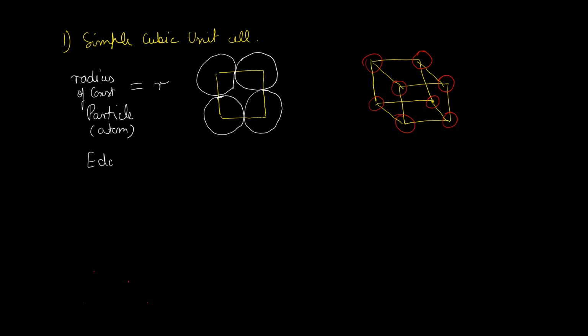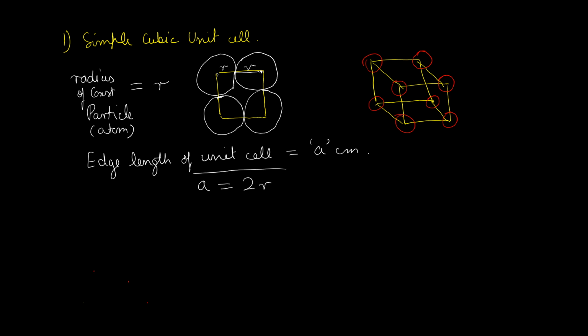Edge length of the unit cell be a centimeter, right? Now, if I want to calculate the packing efficiency, then this is r. This would be the center of the nucleus of this particle. This is also r. So the relationship between a and r is a is equal to 2r. So in simple cubic unit cell, the edge length of the unit cell is equal to twice the radius of the atom. Now, how to calculate the packing efficiency?